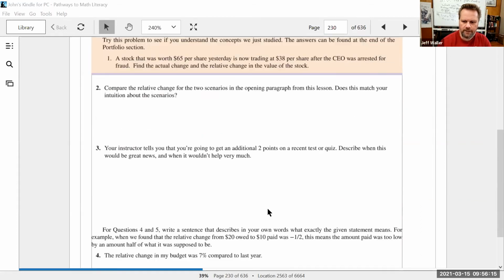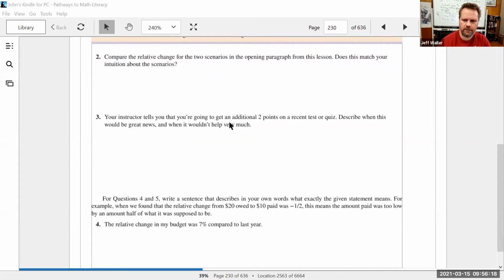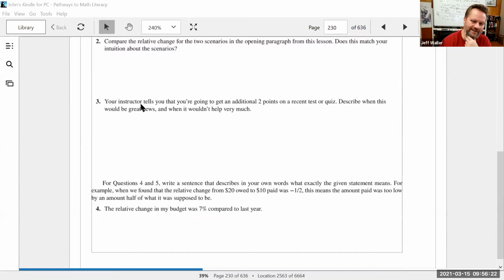Okay. Your instructor tells you that you're going to get an additional 2 points. If I'm going to give you an additional 2 points, when would that be amazing news? Can you think of a situation where that would be like, whoa? Anybody? Like the way I grade, would an additional 2 points be like, whoa?